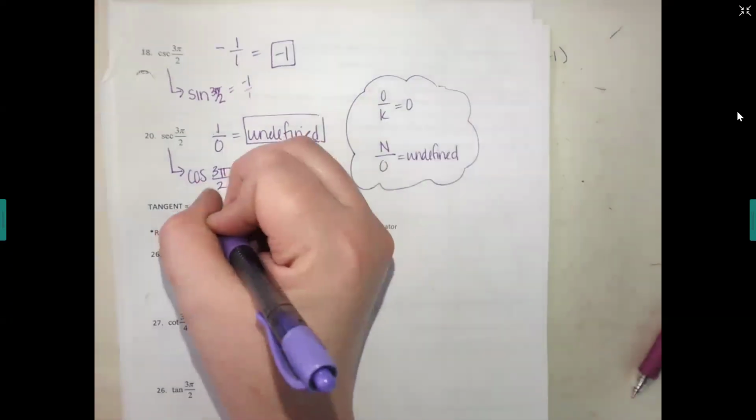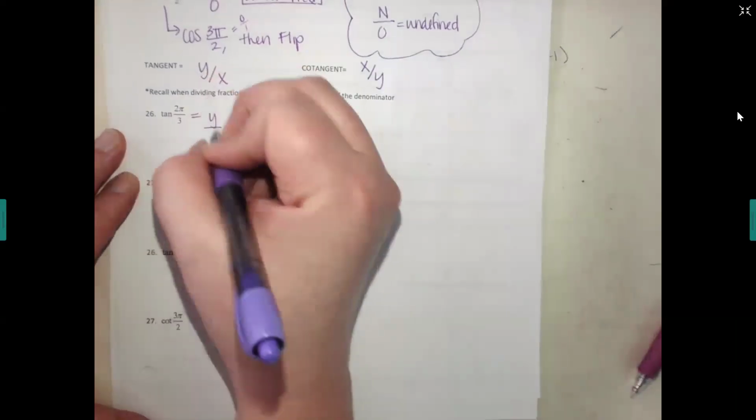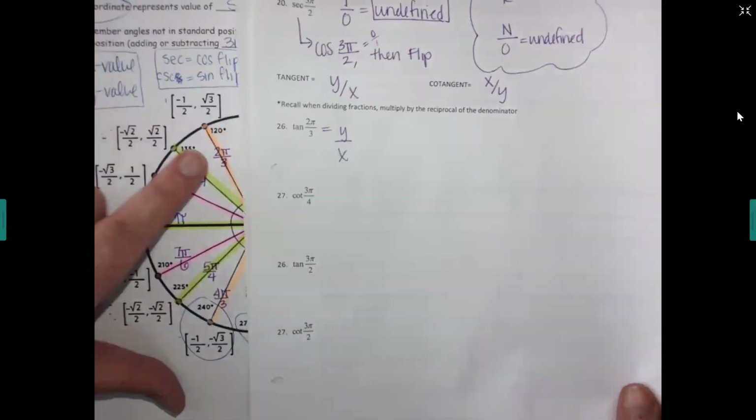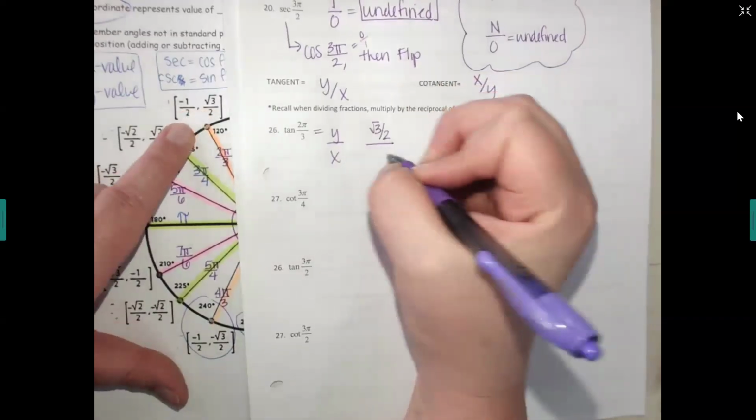All right, last two. Tangent is y over x. Cotan is x over y. So if I want to find, let's say, the tan of 2π/3, okay, find that angle on your circle for me. 2π/3, and we're doing y over x. So 2π/3 is here. My y value is a √3/2, divided by my x is a -1/2.